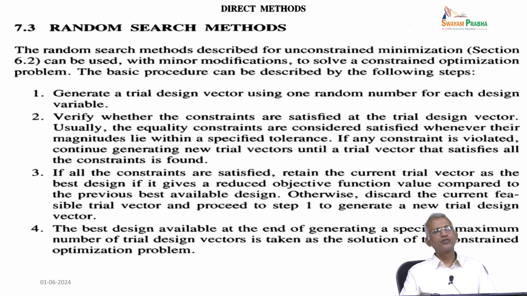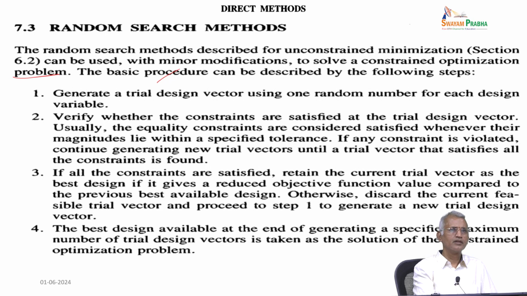Now, the next idea is called the random search method. The random search method described for unconstrained minimization can be used, with a minor modification, to solve a constrained optimization problem. So, that is our goal. Now, we have a procedure. Number 1, generate a trial design vector using one random number for each design variable. This is the first point.